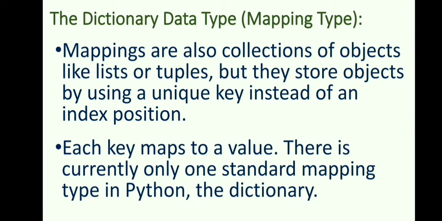The dictionary data type, mapping type. What is mapping? Mappings are also collection of objects like lists or tuples, but they store objects by using a unique key instead of an index position. Each key maps to a value. There is currently only one standard mapping type in Python, the dictionary.